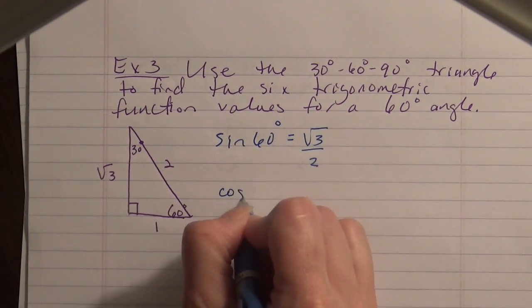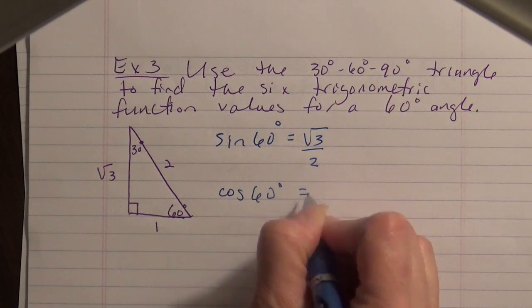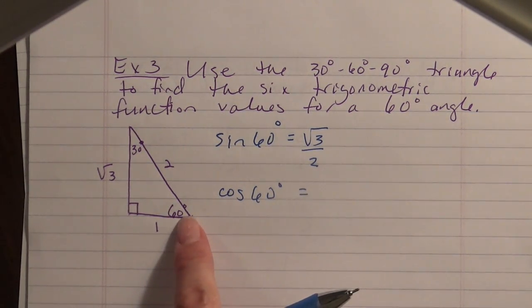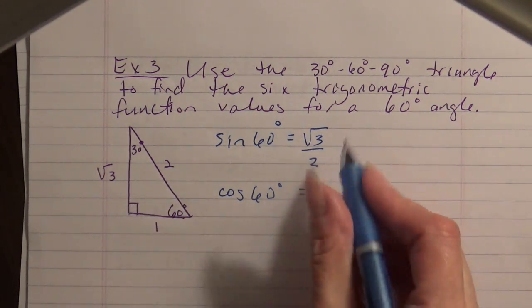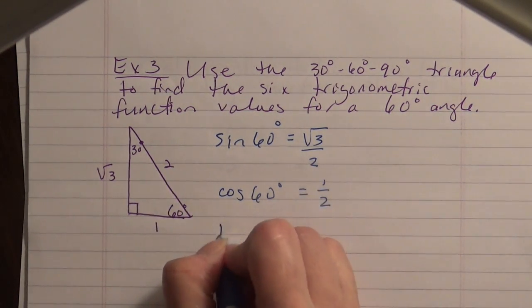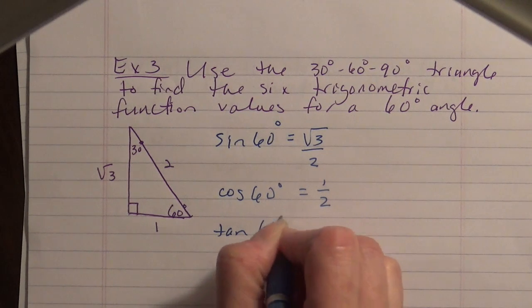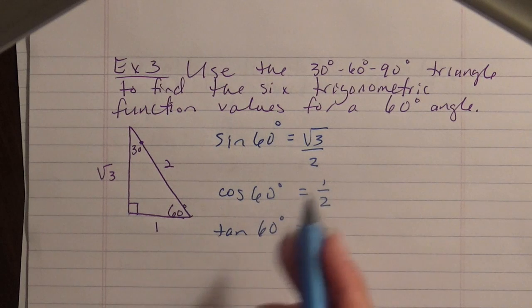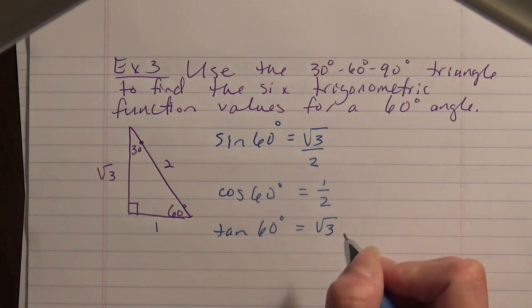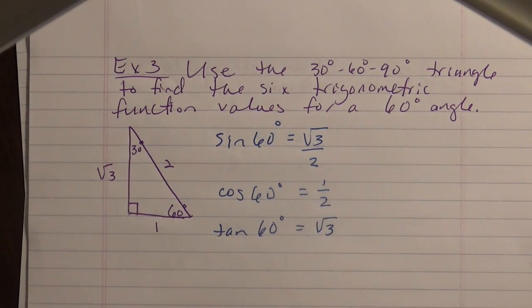Let's do cosine of 60 degrees. Cosine of 60 is going to be adjacent over hypotenuse. So that's going to be 1/2. Tan 60 is going to be opposite over adjacent. So that's square root of 3 over 1, or just square root 3.